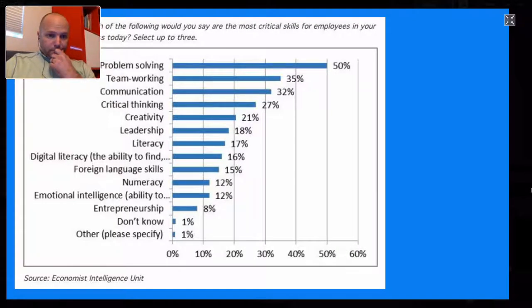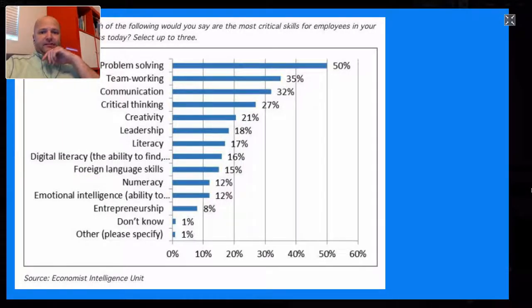So let's go on to the next slide. Here's a chart that just came up. I have a friend who was at a Google conference, and she posted this up. This is from The Economist, and this outlines the most critical skills the most innovative companies believe they need out of their employees. If you look at this chart, you'll see above all the others, problem solving was at the very top of this list.